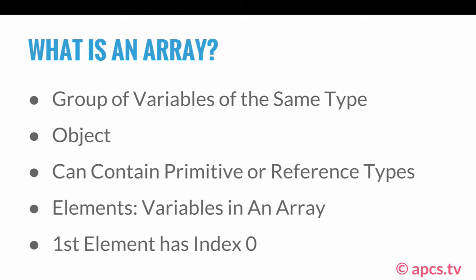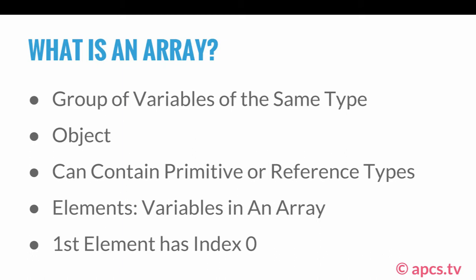So an array itself is an object, just like a string itself is an object. And an array can contain primitive or reference types. So the array can be made up of a group of integers. An array can be made up of a group of strings. Remember, strings are objects. And all of these integers, strings, or whatever is within an array, they're known as variables. And all of the elements of an array are of the same type. So the variables of an array are known as the elements, and all of these elements have to be of the same type.